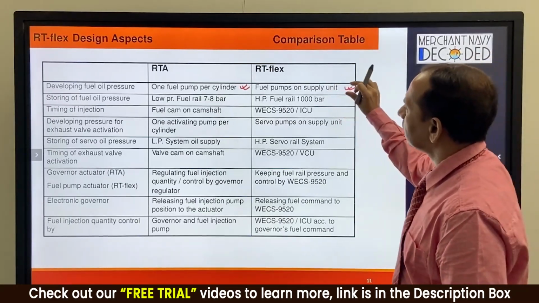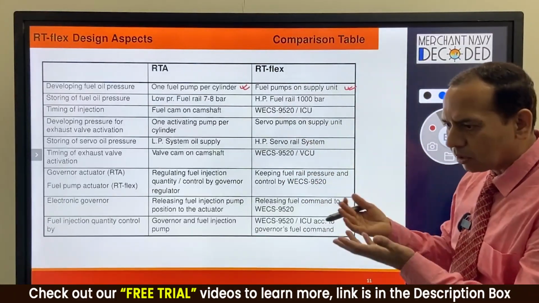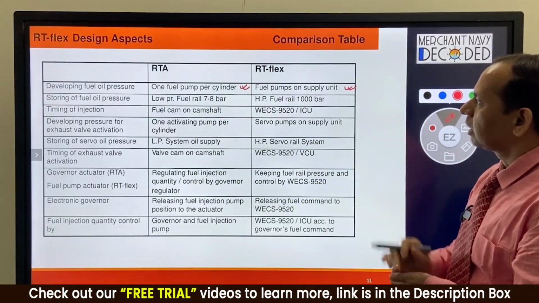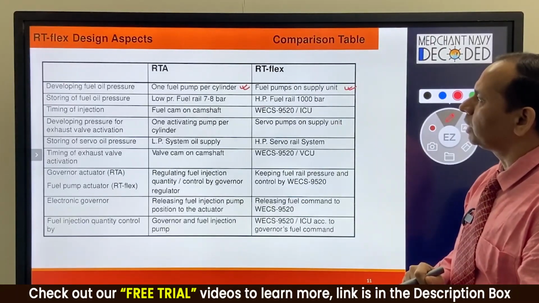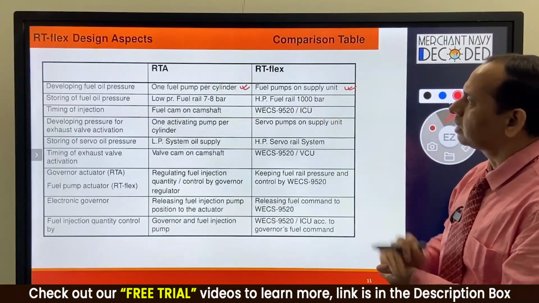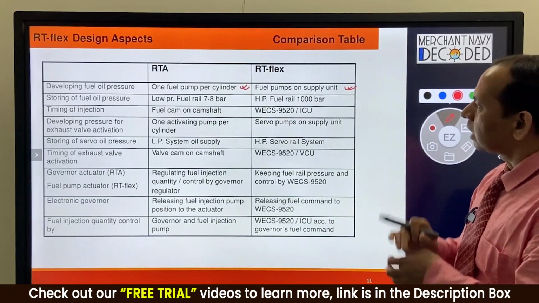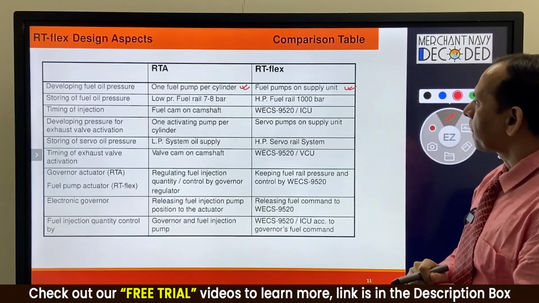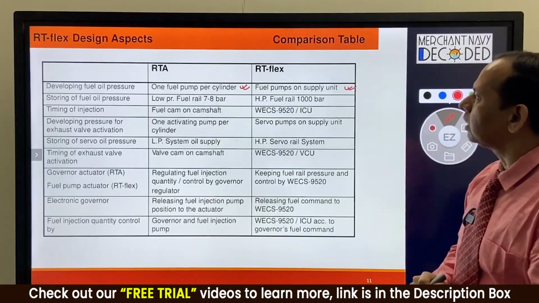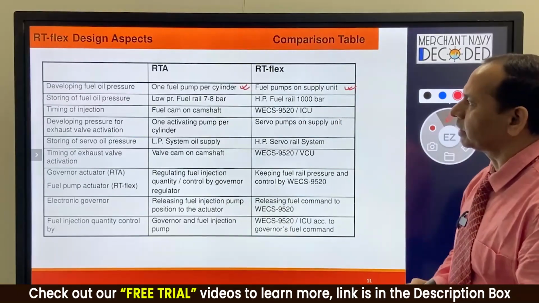So the first major difference between RTA and RT-Flex is how the fuel comes into the cylinder. In the RTA engine, the fuel pump and fuel injector combination is going to activate the fuel injection, whereas in the RT-Flex engine, the rail pressure and electronic actuation is going to introduce fuel into the cylinder. That is the first major difference.